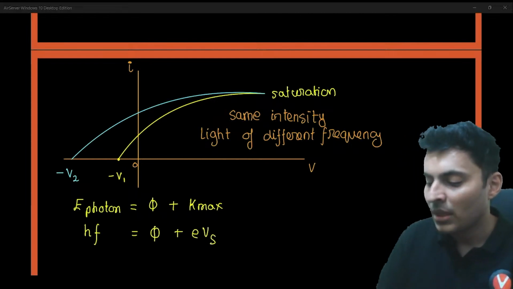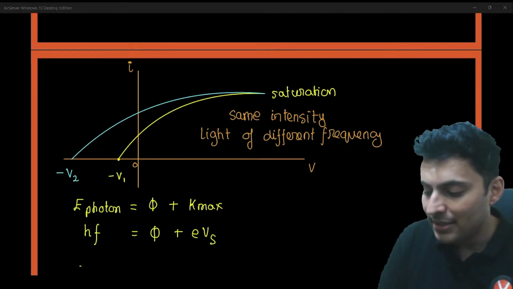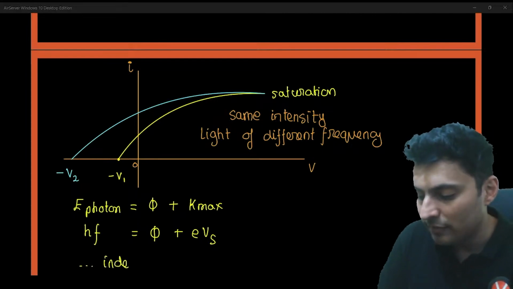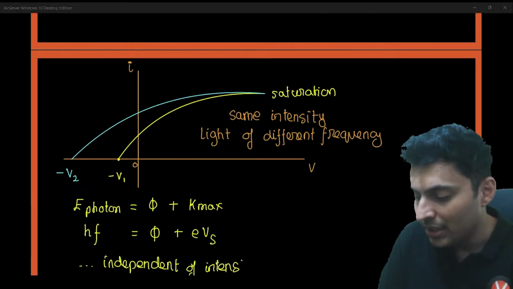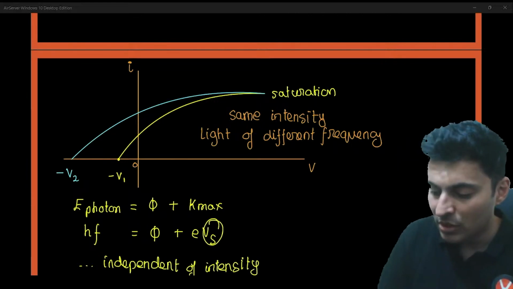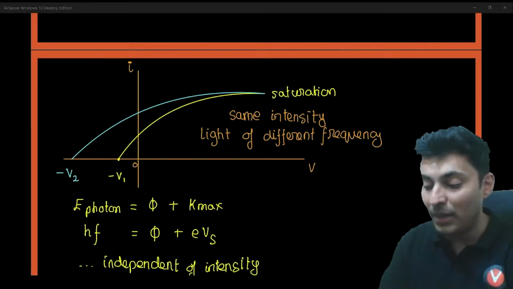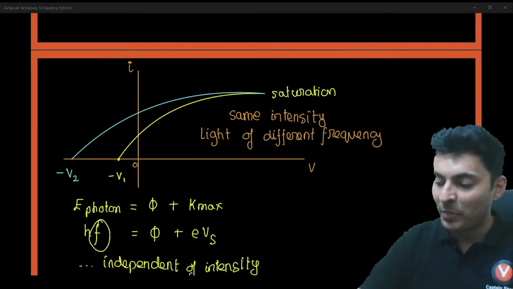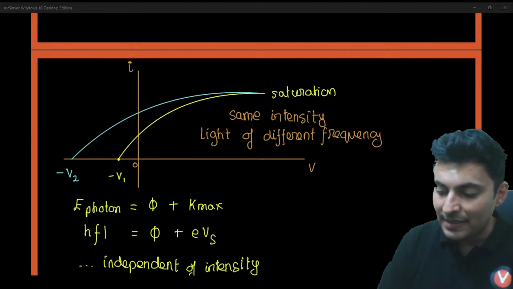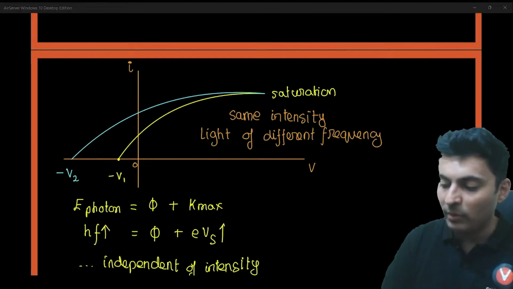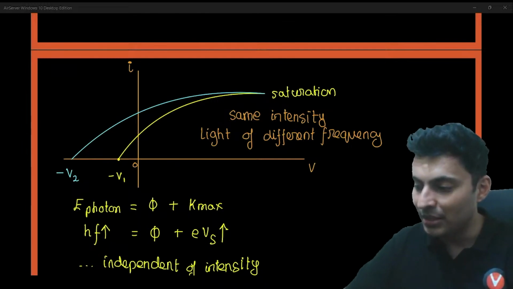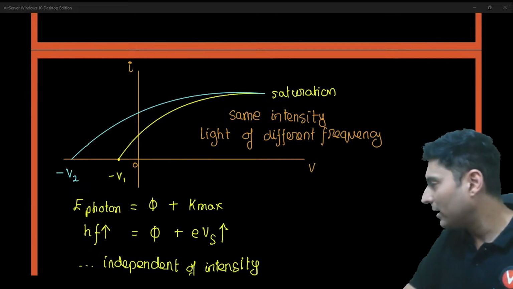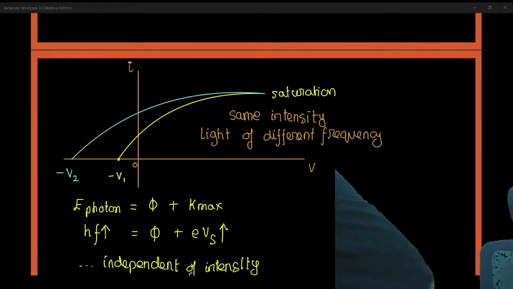Plus eVs. In this formula, you can see it is definitely independent of intensity. So the stopping potential does not depend on intensity, but it does depend on the frequency. So if somebody increases the frequency of the photon, the stopping potential will also correspondingly increase. Understood, my dear warriors? Let me just put my pad on charge for one second.